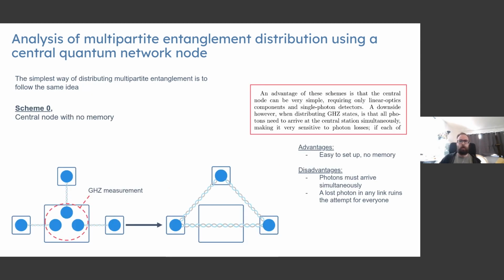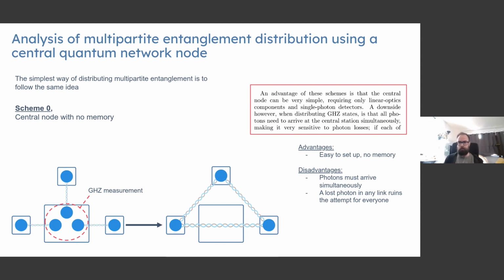Once we get to three parties or more, you can do the same basic idea. You can have a central node and have each party establish normal bipartite entanglement with the central node. Then, instead of performing a Bell state measurement, the central node performs a GHZ state measurement, which can always be done via some form of interference between the photons that are the qubits, followed by a measurement. And when you do this, you can distribute whatever state you're able to do the measurement of.